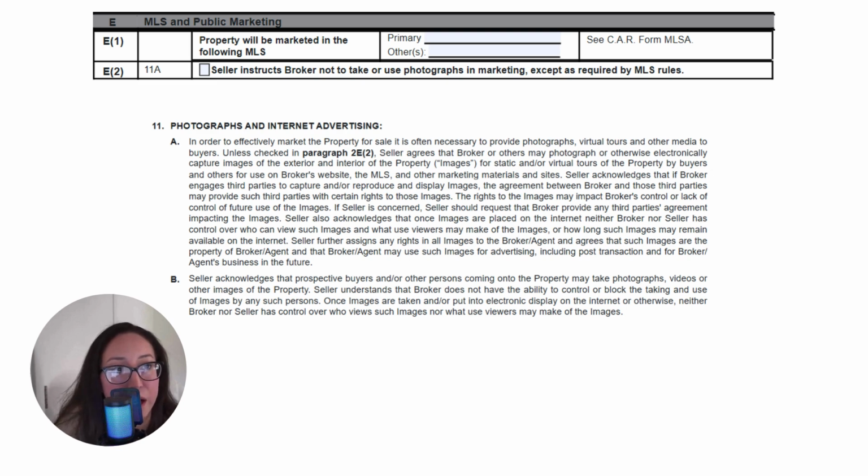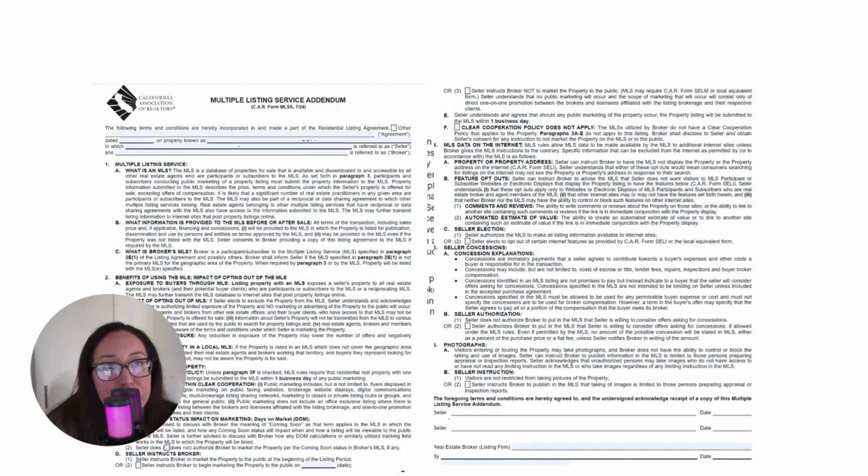But in short, all that information really is being moved over to the multiple listing service addendum. And so let's discuss that form in itself real quick. The MLSA, it's going to talk about what is an MLS, what information is being provided to the MLS, the benefits of using an MLS, or the impact of opting out of using an MLS if that's what the seller chooses.